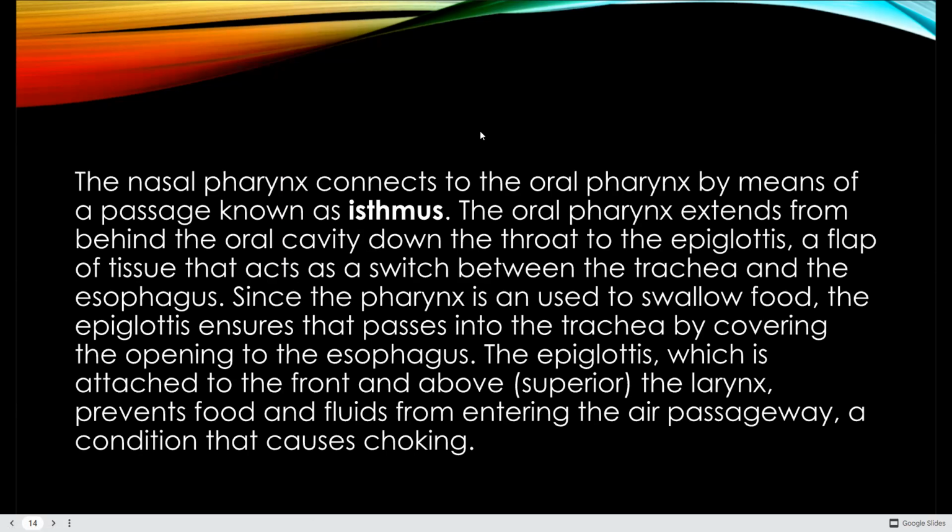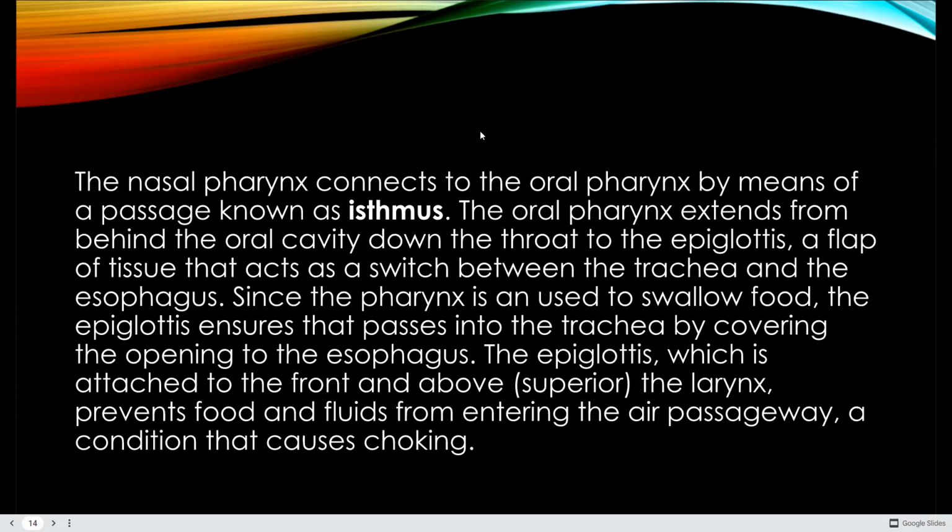The nasal pharynx connects to the oral pharynx by means of a passage known as the isthmus. The isthmus is the passage that connects the nasal pharynx to your other organs. The oral pharynx extends from behind the oral cavity down the throat to the epiglottis.